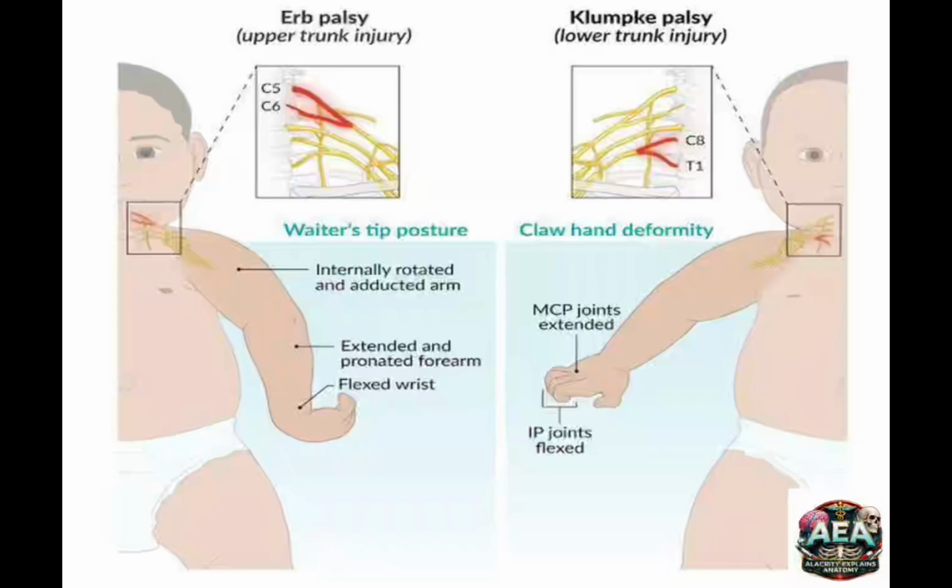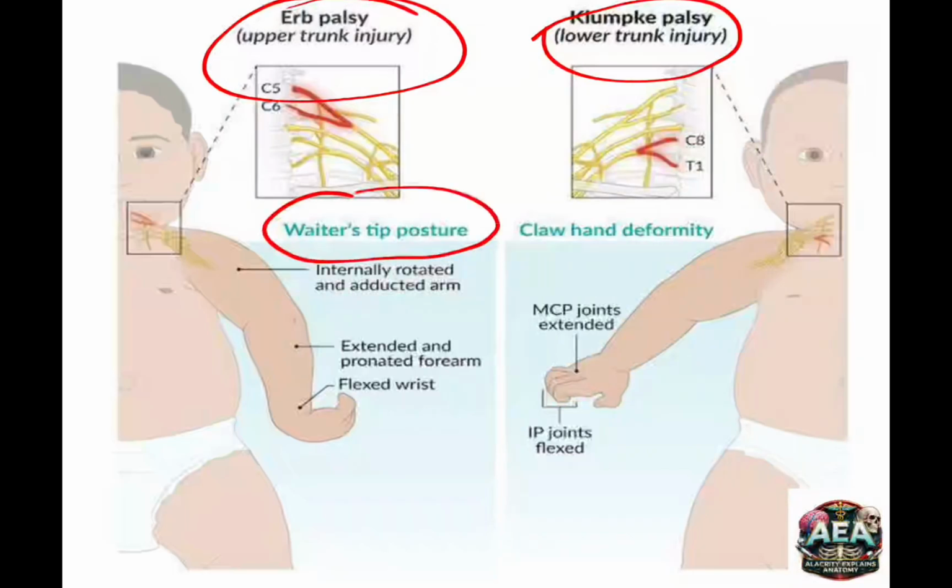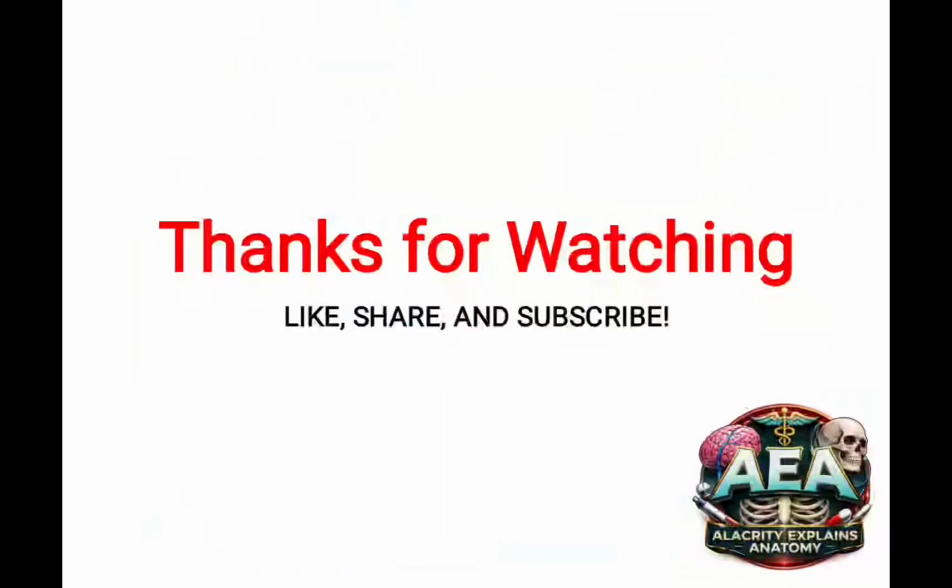So comparing both injuries, we have Klumpke's palsy on this side and Erb's palsy on this side. Take note to look at it. Here we call it the waiter's tip posture, and here we call it the claw hand deformity.